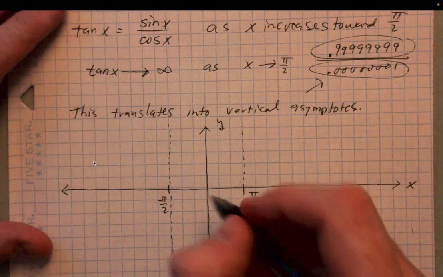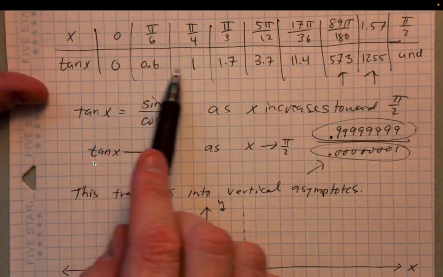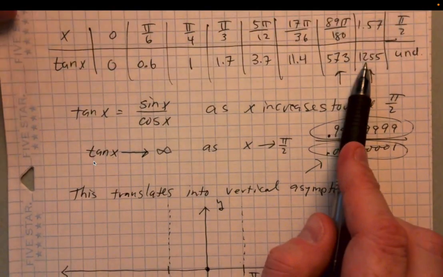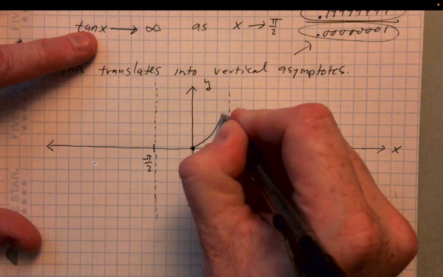Right, and what ends up happening with tangent is it starts at 0, as we see here. And as we start to move closer and closer to pi over 2, the value gets larger and larger. What that translates into is a shape kind of like this.